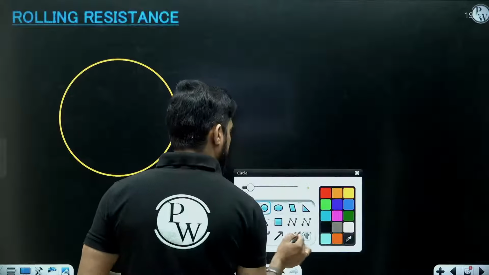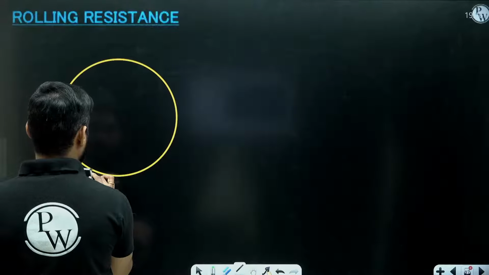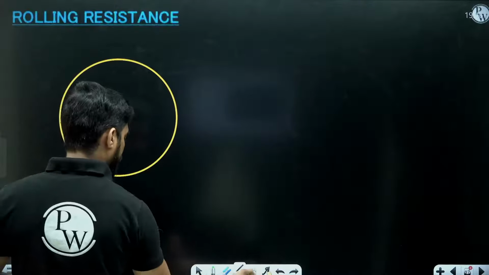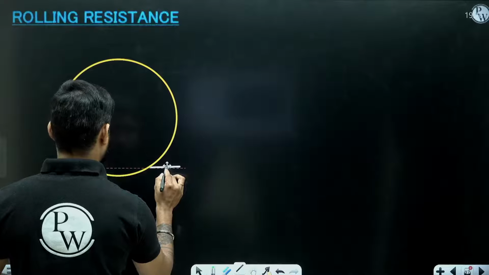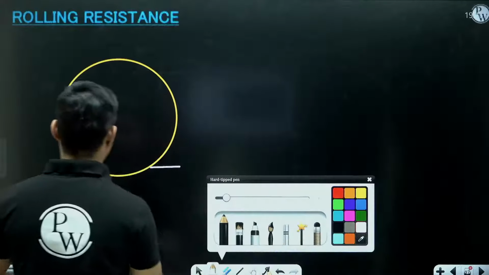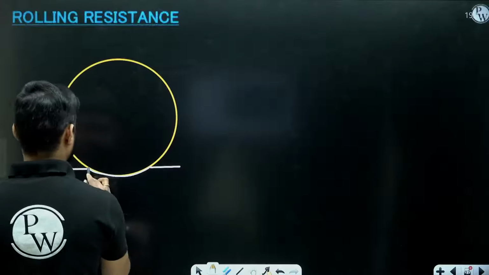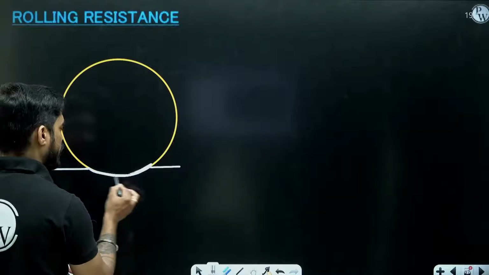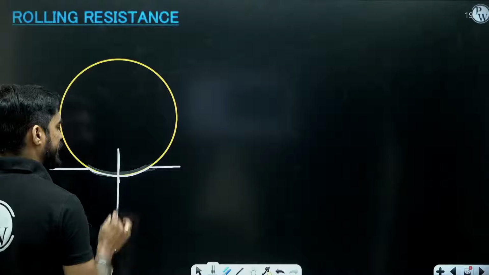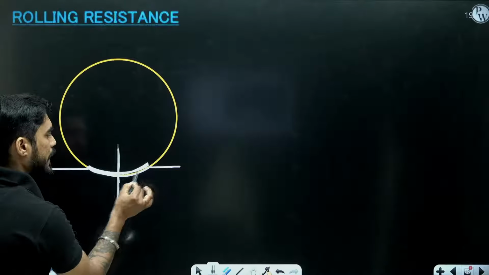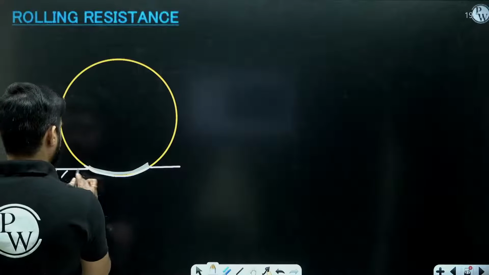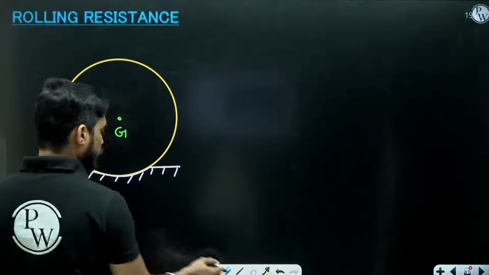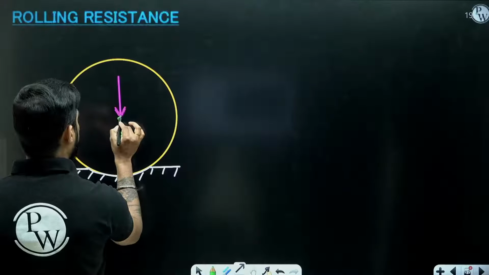Okay. So let's say we have a wheel which is resting over a horizontal surface. Now the horizontal surface will be something like this. Due to the weight of the wheel, there will be slight deformation on the surface. So the wheel is not actually resting at a point. The wheel is actually resting over a small area. Now understand this very important concept. Let's say this is the center of gravity G. The weight of the wheel will be acting here.